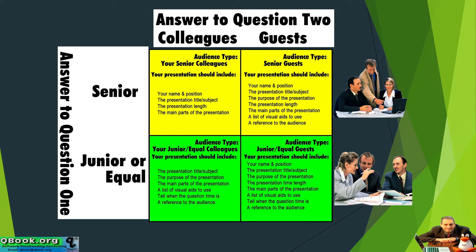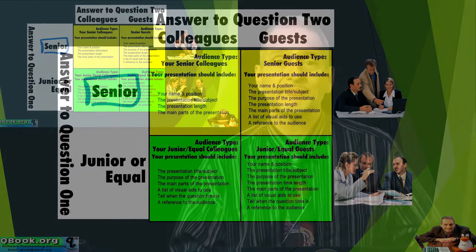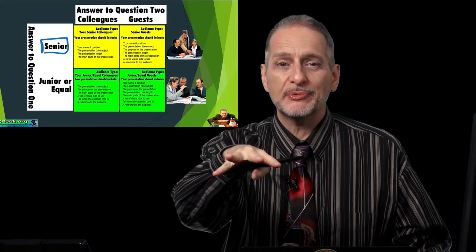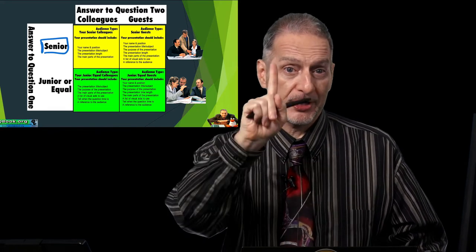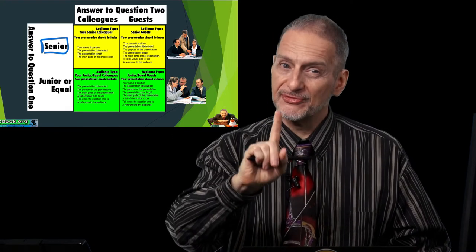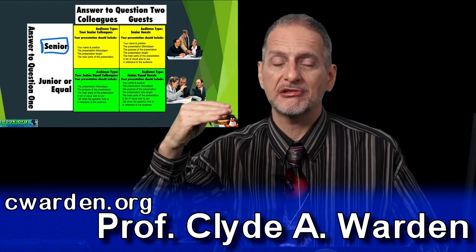Okay, well, let's look at the possibilities here. So, if someone is senior in the audience, and it doesn't have to be everyone, right? It could just be one person is senior. There could be many people in the audience who are your equal or below you, but your one manager is in the audience. Well, that's enough. One manager means someone is above you. You need to consider that person above you, and you need to make your presentation that way.